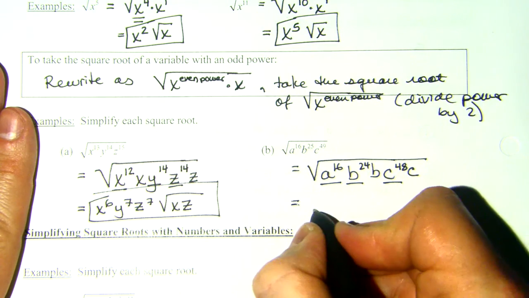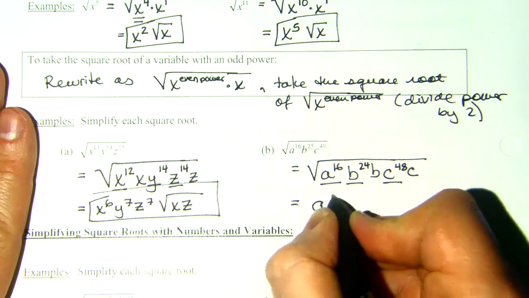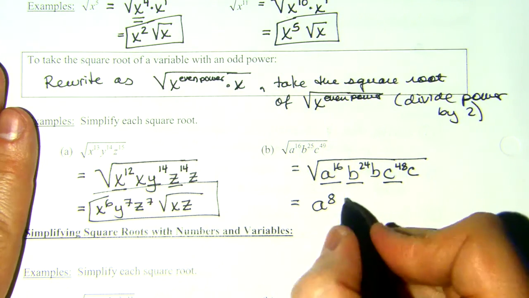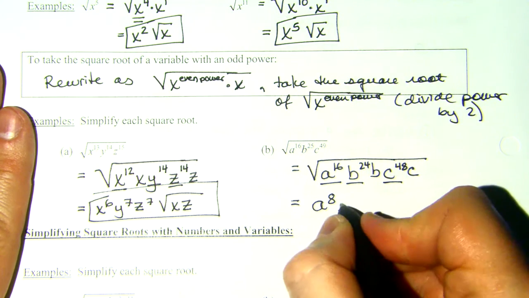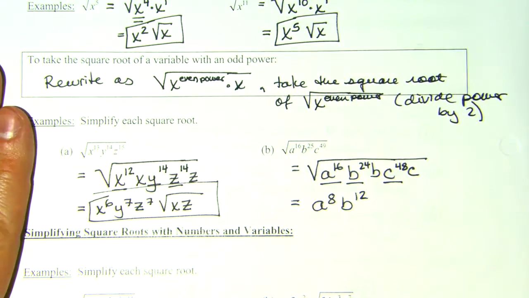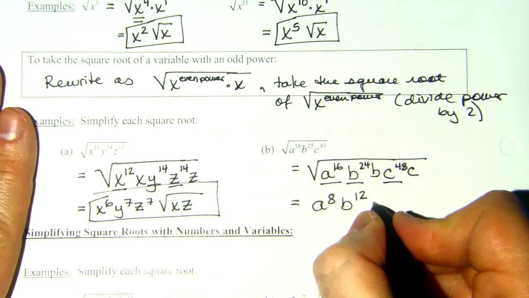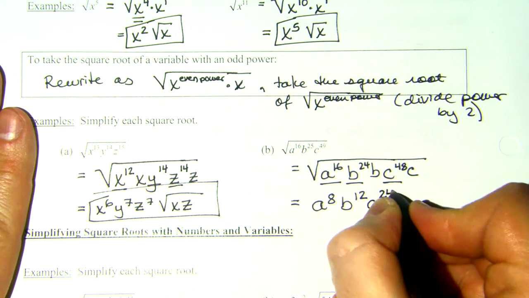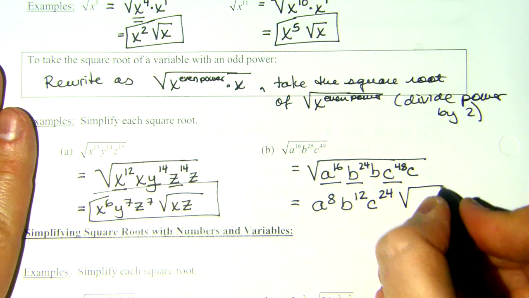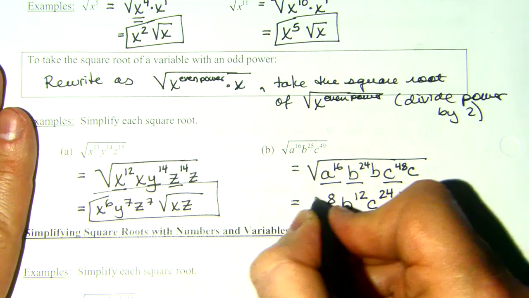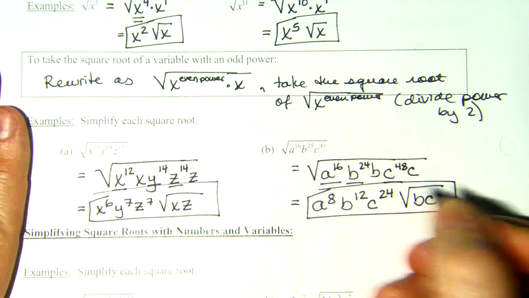Square root of a to the 16th, divide the power by 2, we get a to the 8th. Square root of b to the 24th, divide the power by 2, we get b to the 12th. Square root of c to the 48th, divide the power by 2, we get c to the 24th. Inside our root, we're left with a b, and we're left with a c.